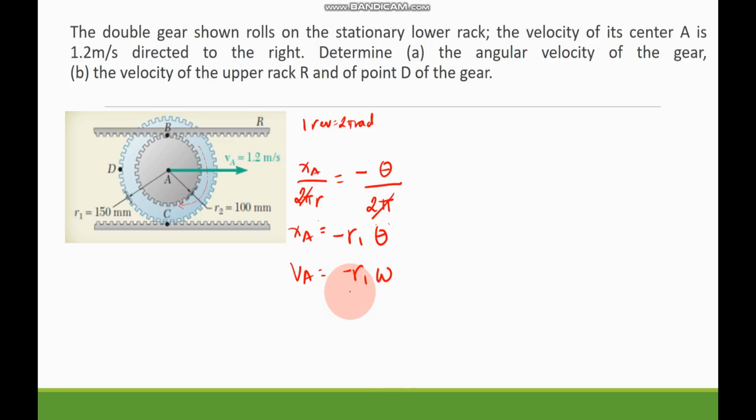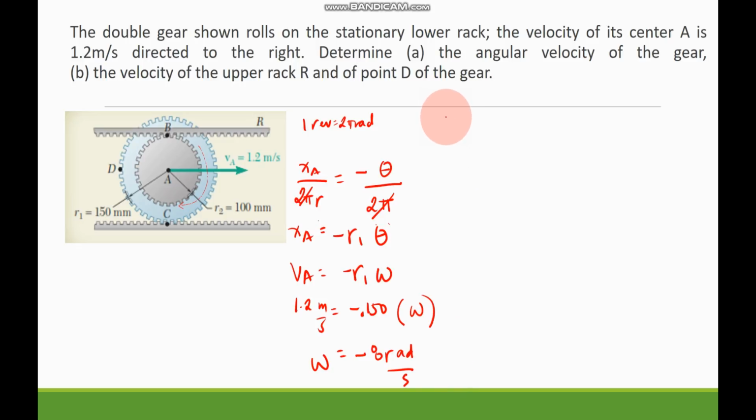And then we are now ready to substitute the values, because we have the velocity of A, which is equal to 1.2 meters per second. So 1.2 meters per second is equal to negative, our r1 is 150 millimeters. So negative 150 millimeters is equal to 0.15 meters. So 0.15 meters multiplied by the angular velocity. Therefore, the angular velocity is equal to negative 8 rad per second.